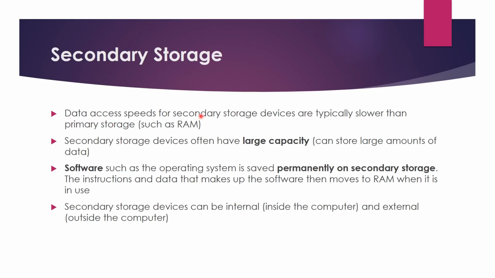The data access speed of secondary storage is typically slower than primary storage. It often has a larger capacity, and software such as the operating system is saved permanently on secondary storage. The instructions and data that make up the software are moved to RAM when it is in use. Secondary storage devices can be internal or external.